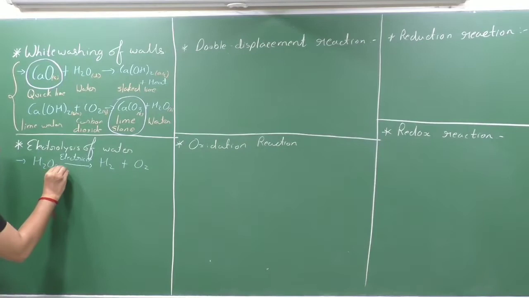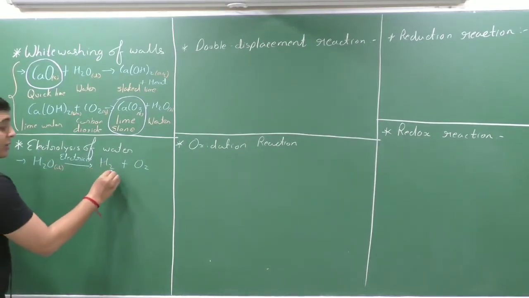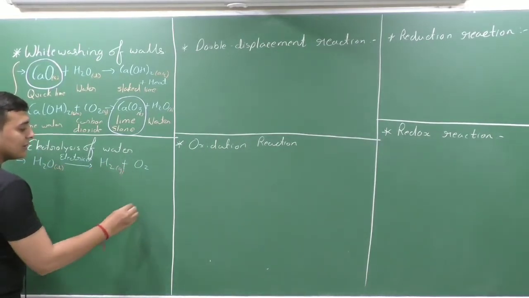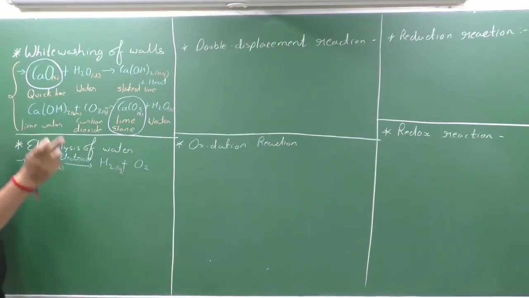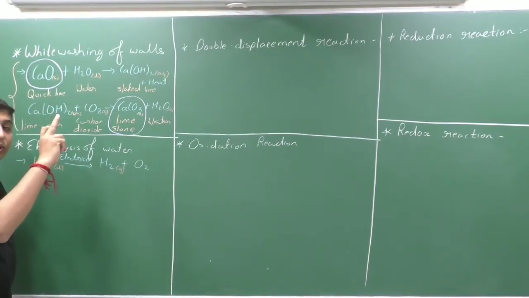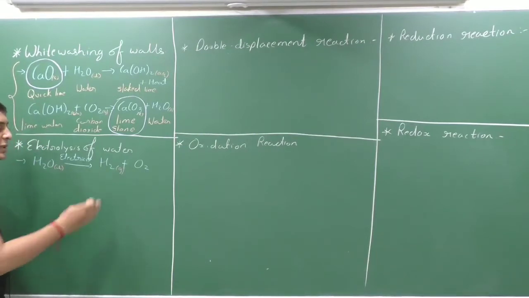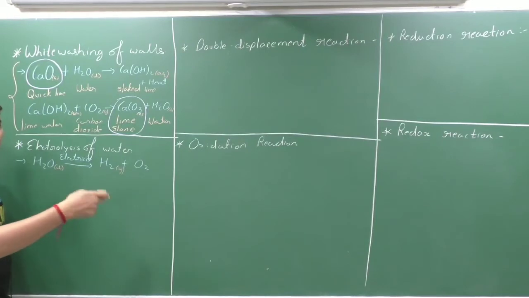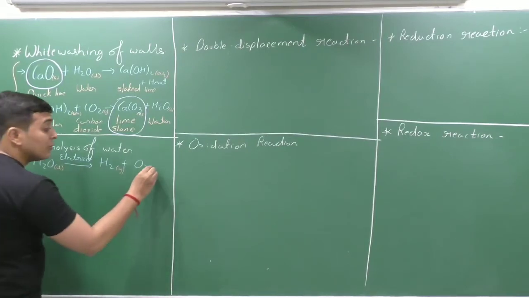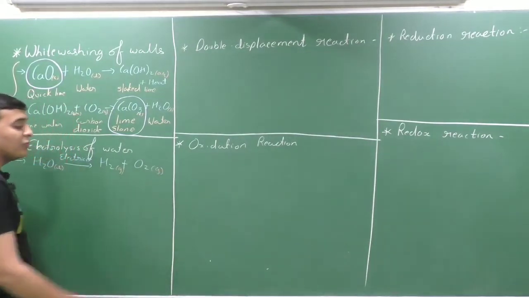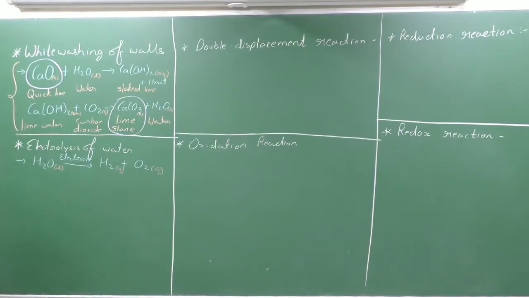See, what is here? Water, H2O, is in the liquid state. H2 will obviously be in the gaseous state as it is in the diatomic state. Remember what I taught you in the last lecture, that the compounds which are in the diatomic state are always in the gaseous state. H2, O2, N2, F2, Cl2. So oxygen will obviously be in the gaseous state.